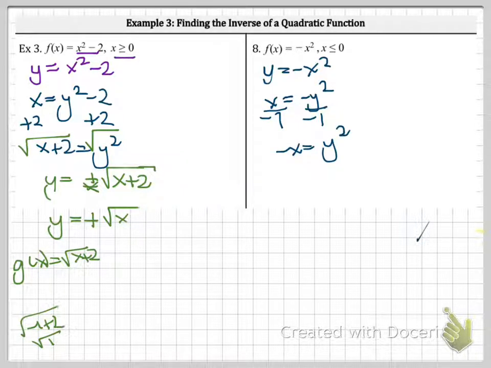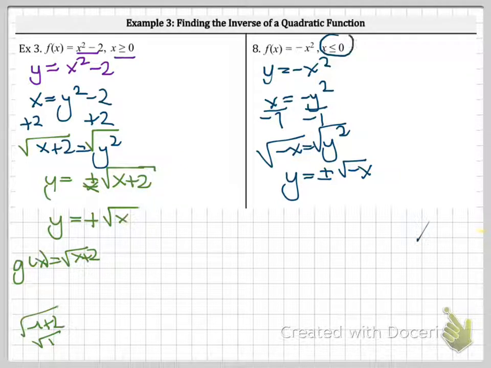Then you take the square root of both sides. So y equals plus or minus the square root of negative x. Now, our restriction was x is less than or equal to 0. So less than or equal to 0 means that I can only take the negative of this one. So my function is going to be g of x equals negative square root of negative x.